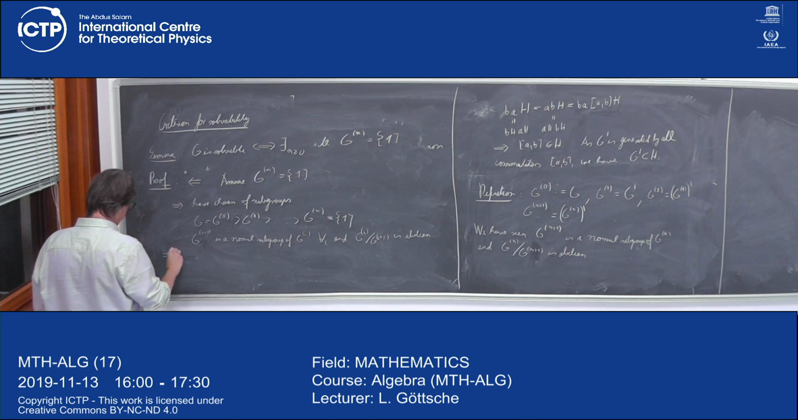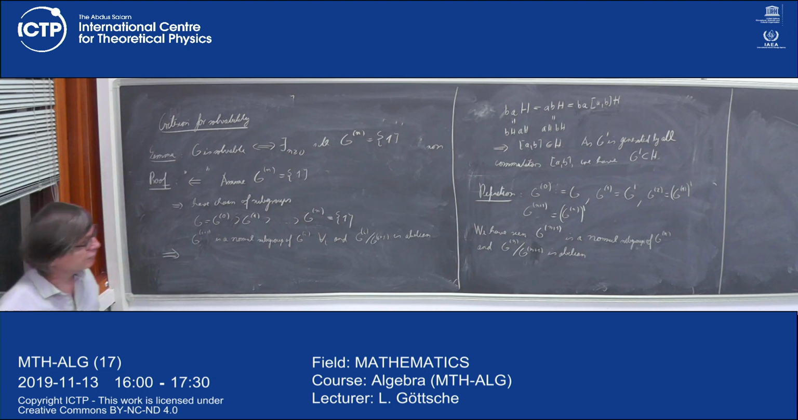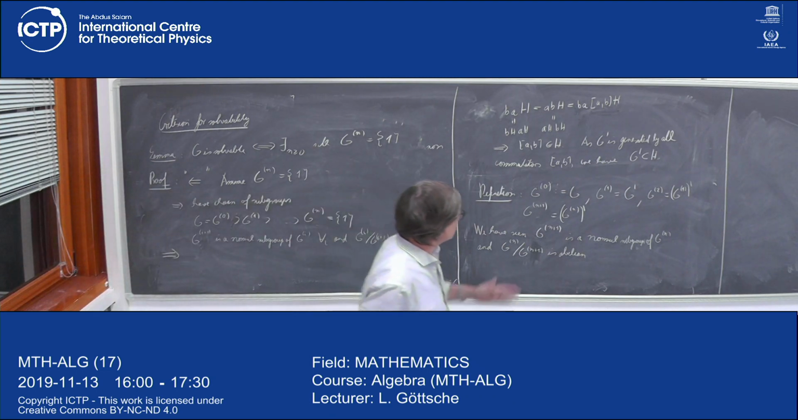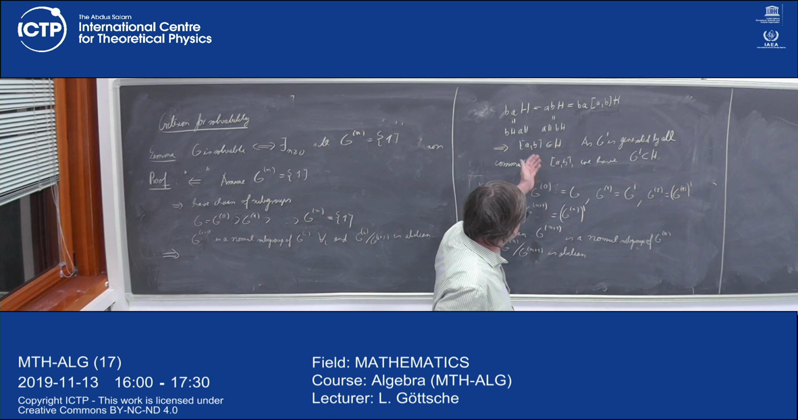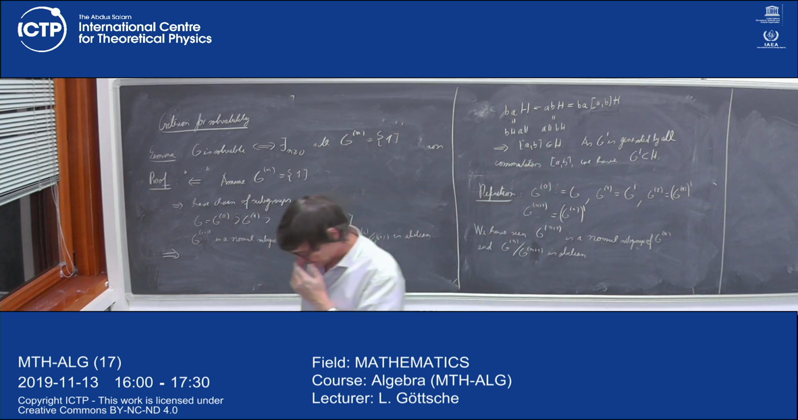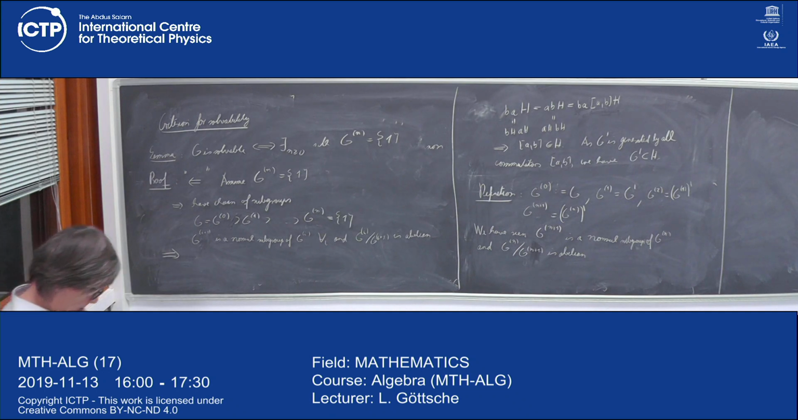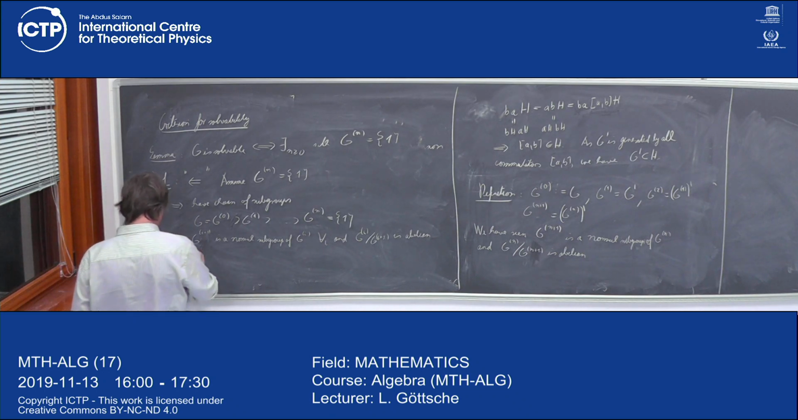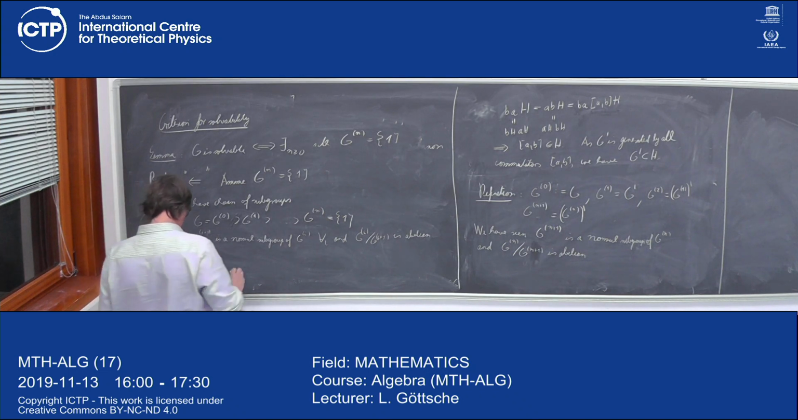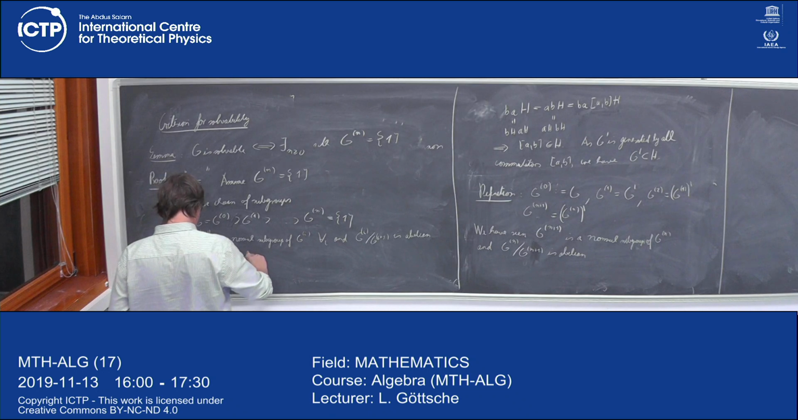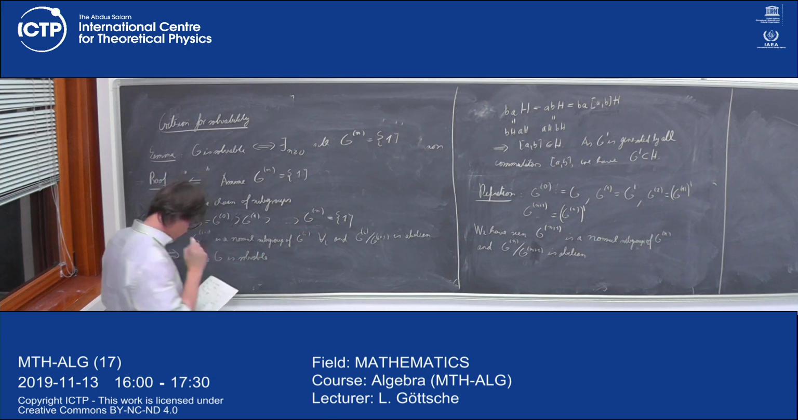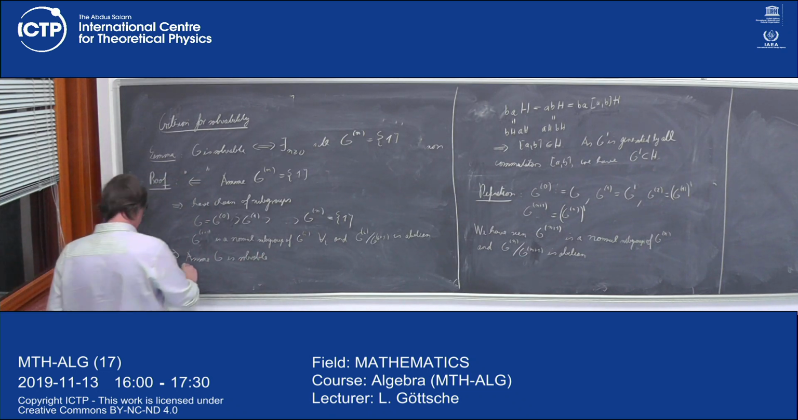Now, the other direction. For the other direction, we somehow need to use this other property that we have, that the commutator subgroup is the smallest normal subgroup such that the quotient is abelian. So assume G is solvable. Then there's a chain.